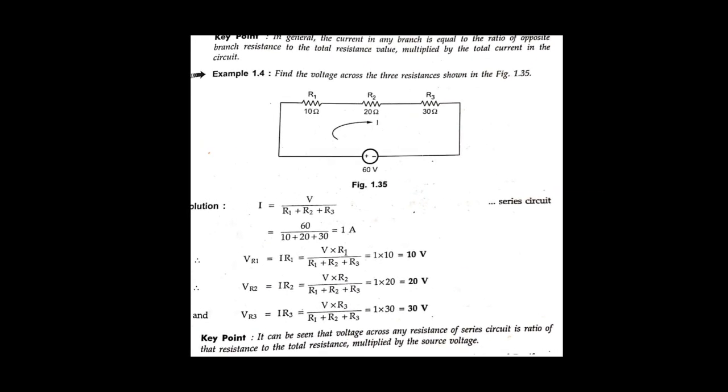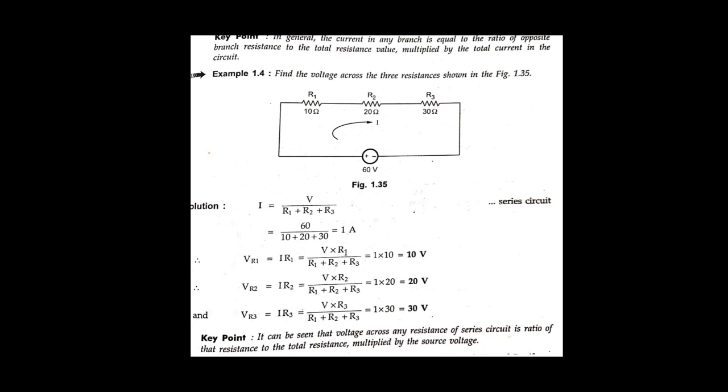Let us solve one example based on voltage division in a series circuit and current division in a parallel circuit. This is the circuit, one example I am taking here. Find the voltage across the three resistances, that is VR1 across R1, VR2 across R2, and VR3 across R3. The total voltage source is given as 60 volt.